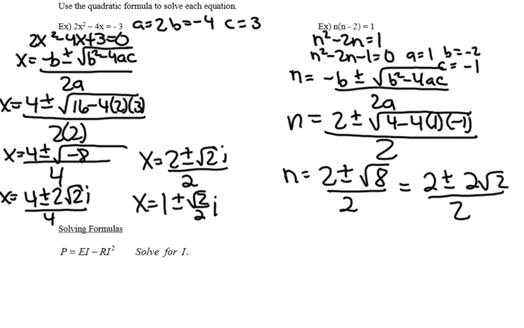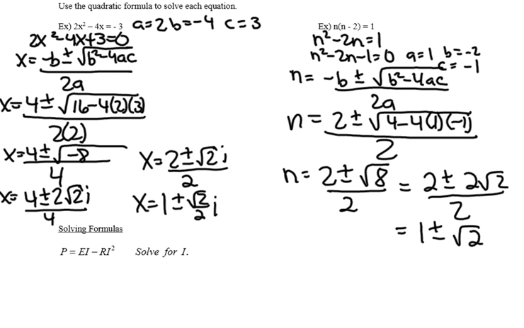And now I can divide every single term by 2. That's 1 plus or minus the square root of 2. Now again, you know you can separate these two solutions as 1 plus the square root of 2 and 1 minus the square root of 2, but I will not do that in this video.